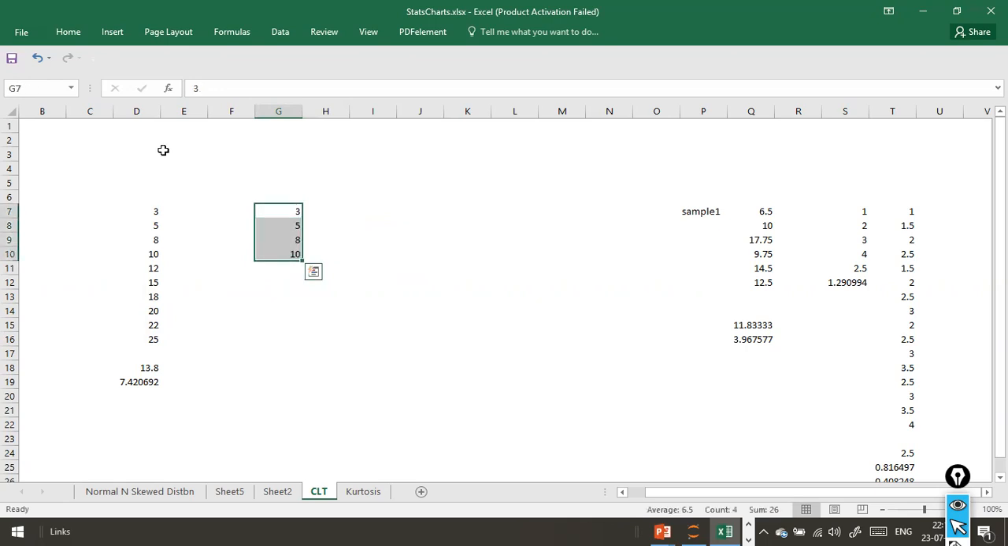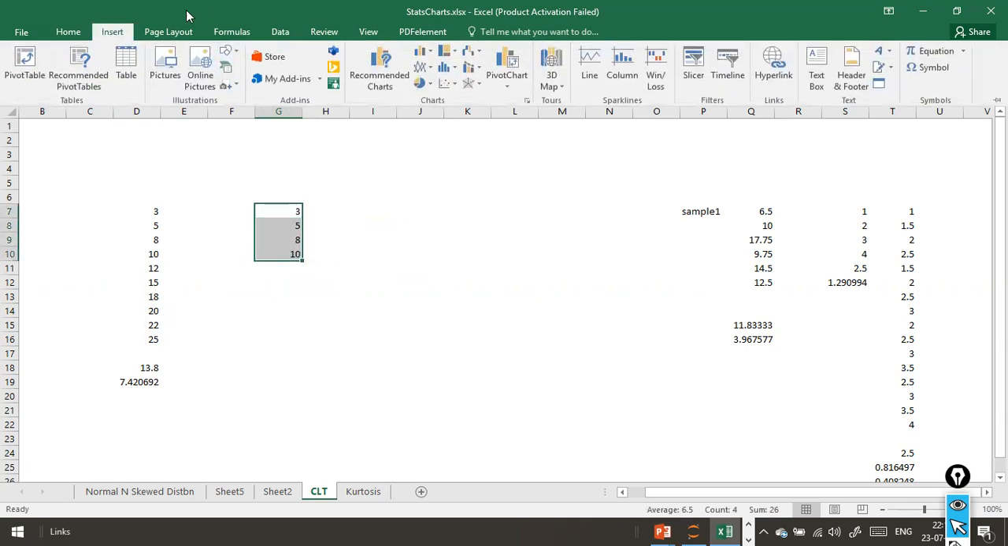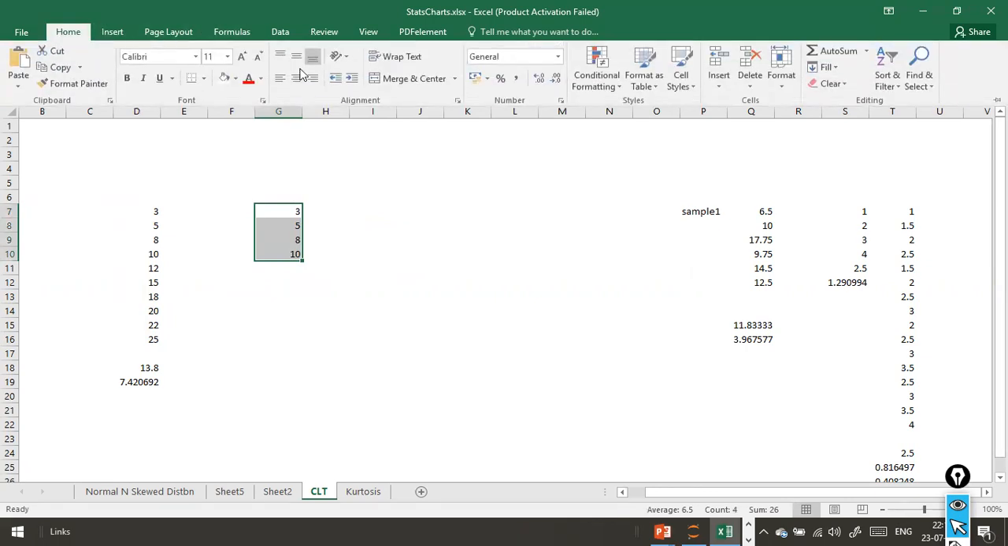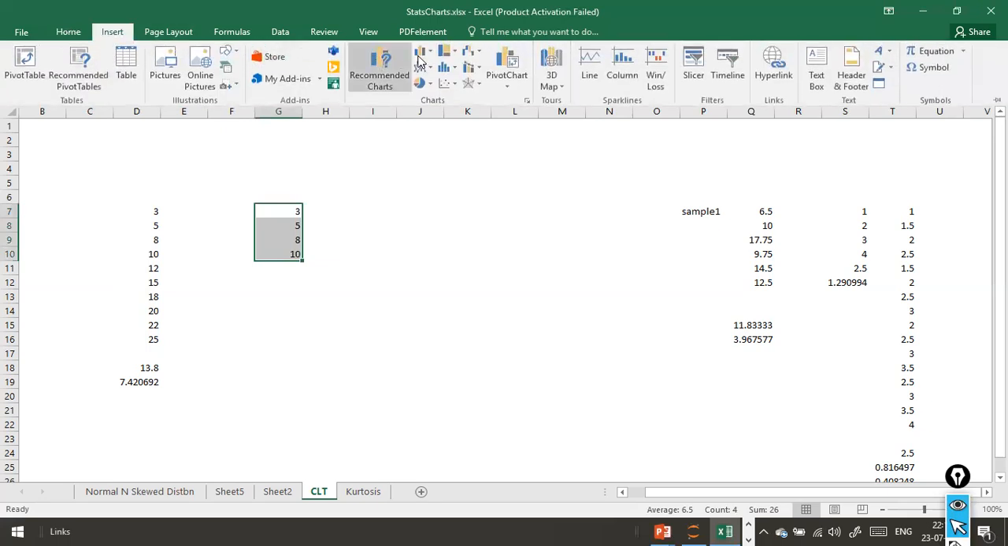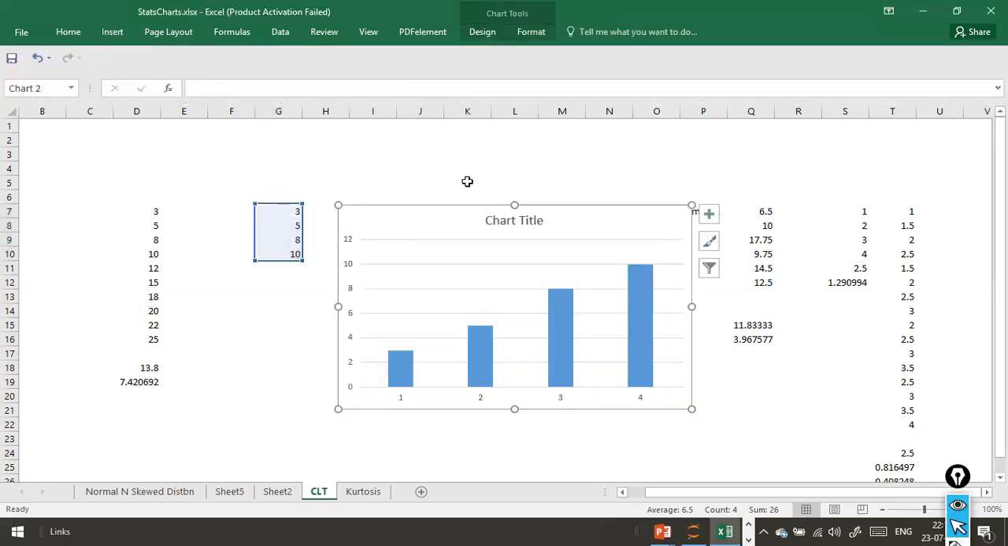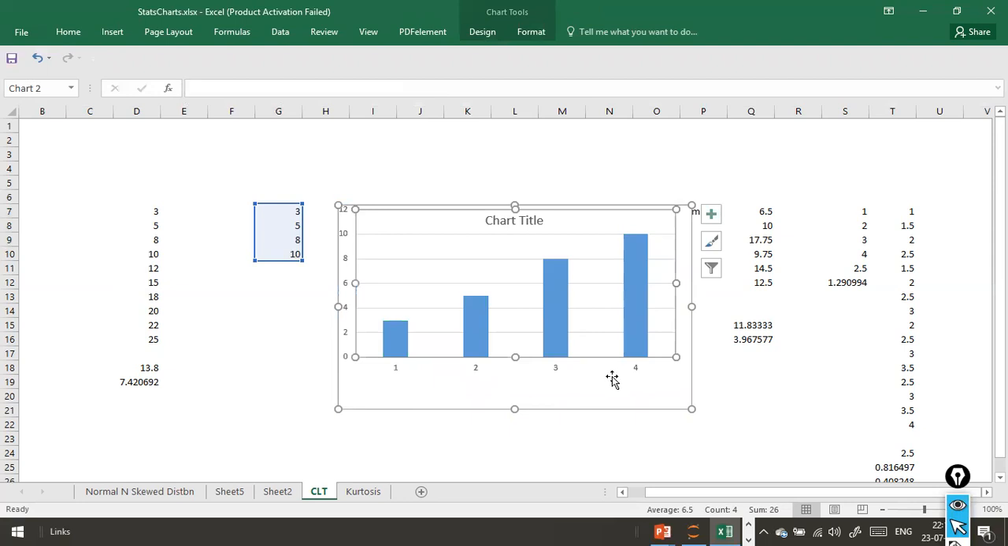Then I go to Insert and create a histogram to view whether it's a normal distribution or not. I just go here, insert, and select this one. I'm going to use it. Is this a normal distribution? No, right? This is not a normal distribution.